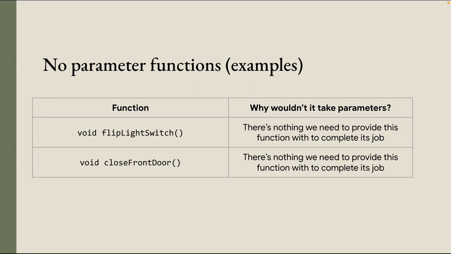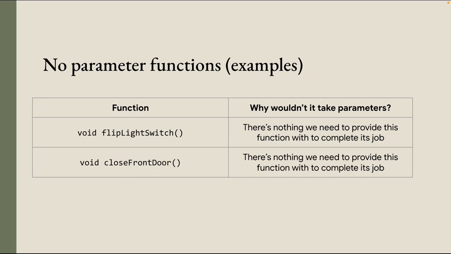So I'm going to explain some examples of what I mean by that. So let's say I have these two functions. Neither one of these take parameters. They both have empty parentheses. And the reason for that is the first function just says flip light switch. Flip the light switch. I don't need any information from the user to be able to do that job. I know I go up to the light switch and I flip it. If it's on, I turn it off. If it's off, I turn it on. That's it. I just flip it. I don't need to talk to the user to be able to do that job.